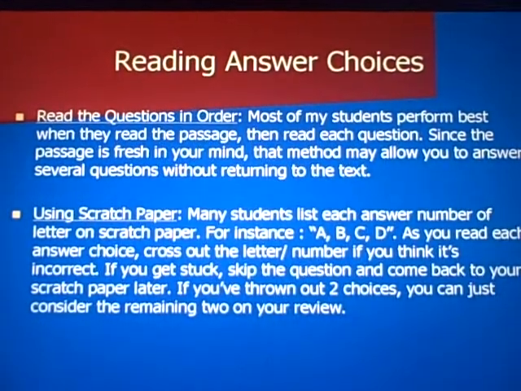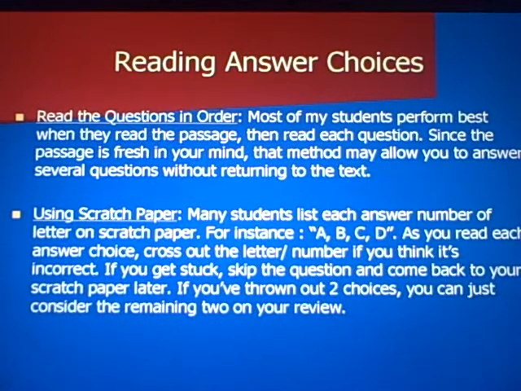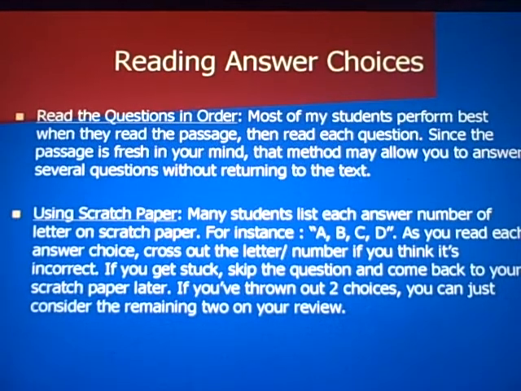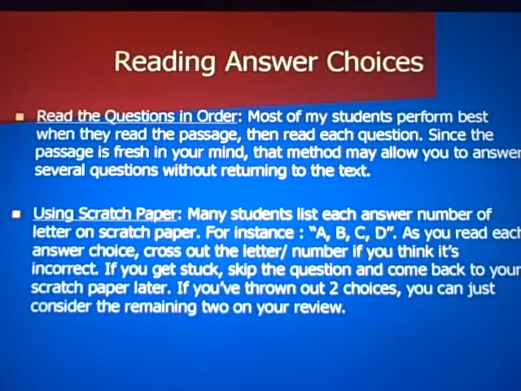I really recommend using scratch paper. Many students list each answer number or letter on scratch paper. For example, it's question 11 and you write down A, B, C, D. And as you read each answer choice, you cross out the letter or number you think is incorrect. If you get stuck and you've got to skip the question and move forward, when you come back for your review later, you can look at your scratch paper, see that you've thrown out 2 choices, and just think about the 2 that are remaining. So the scratch paper allows you to stay on track and also speeds that final review when you come back around to answer the question.